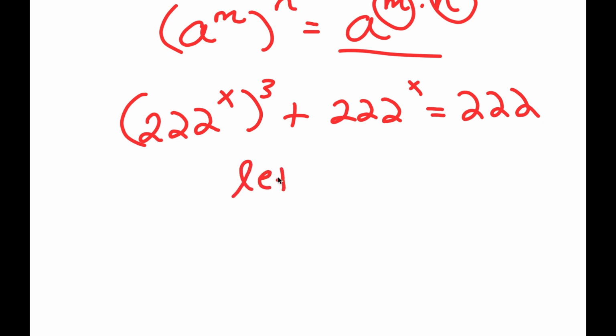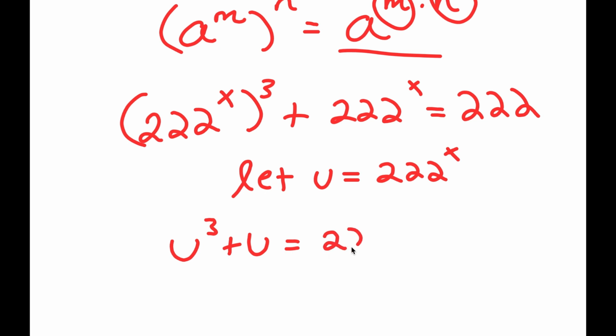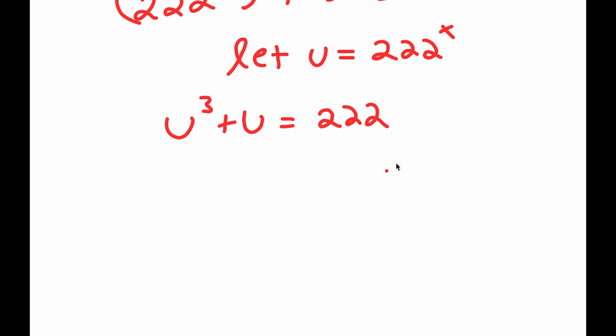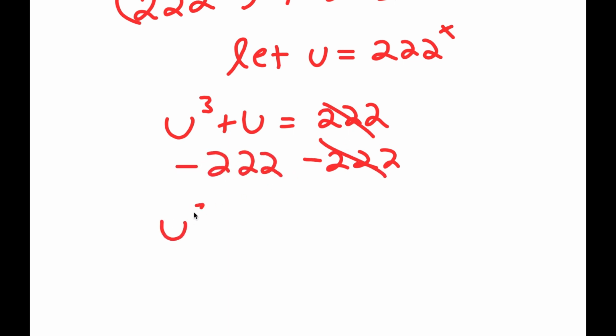Now I'm going to let the variable u equal 222 to the power of x. So if I substitute in u for 222 to the power of x, I get u to the power of 3 plus u is equal to 222. And now I can subtract 222 on both sides. So when these two cancel out, I get u to the power of 3 plus u minus 222 is equal to 0.